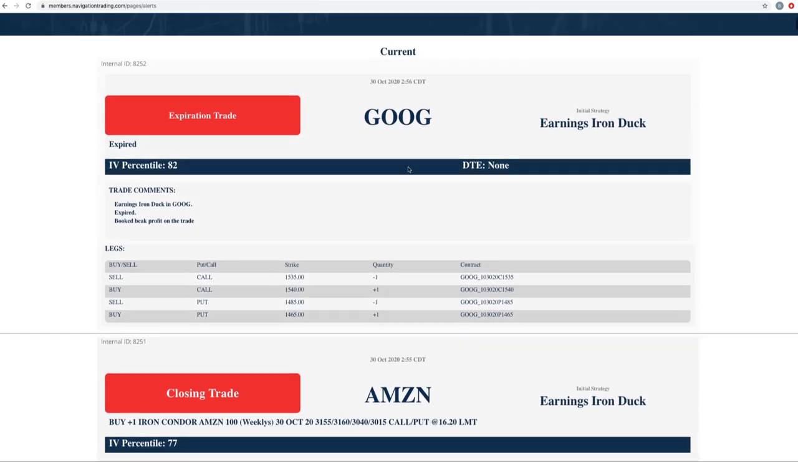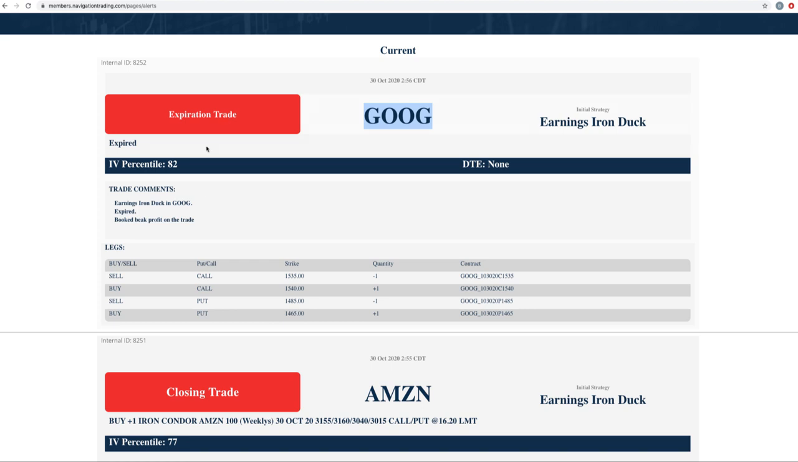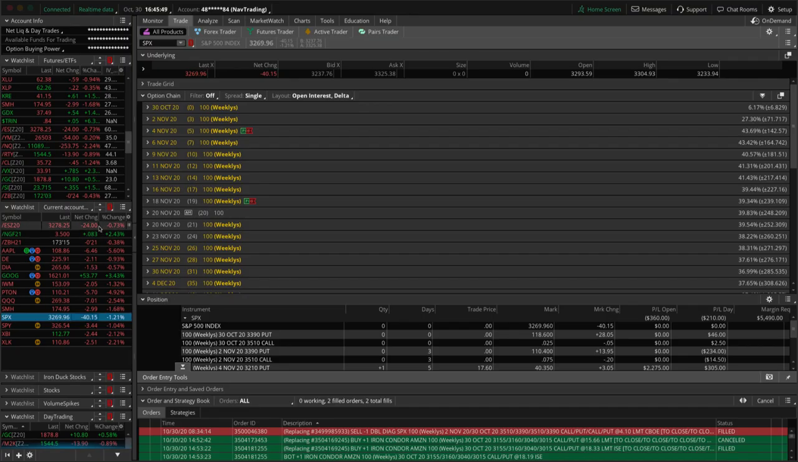And then the last one was just our Google expiration trade. It expired with that big profit that I mentioned. So those are all the alerts. Let's take a look at some of our other positions.